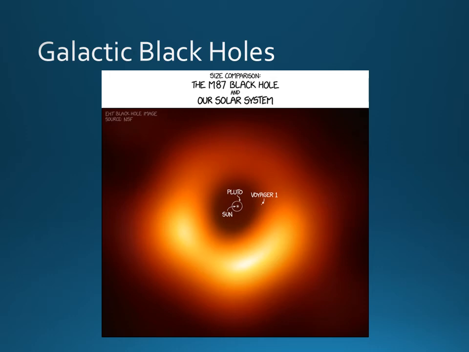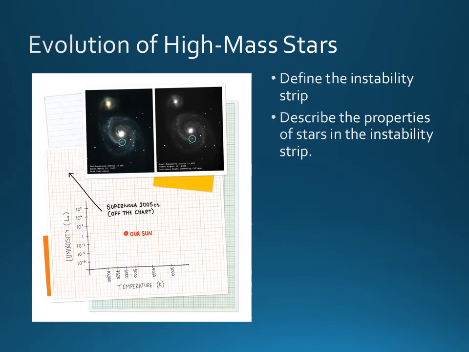Galactic black holes like M87 and the Milky Way black hole are not formed by the collapse of a star. They're likely formed as a galaxy itself was forming, by the collapse of dense material at the center of the galaxy.